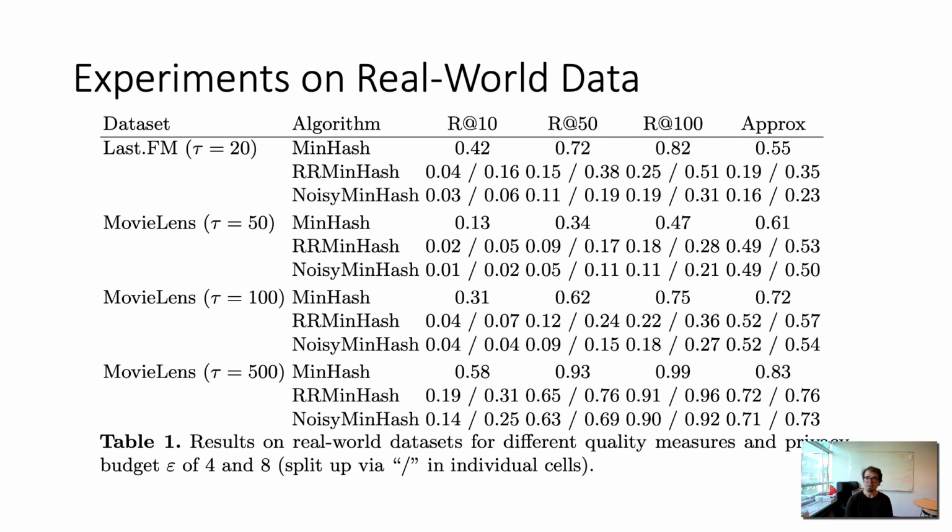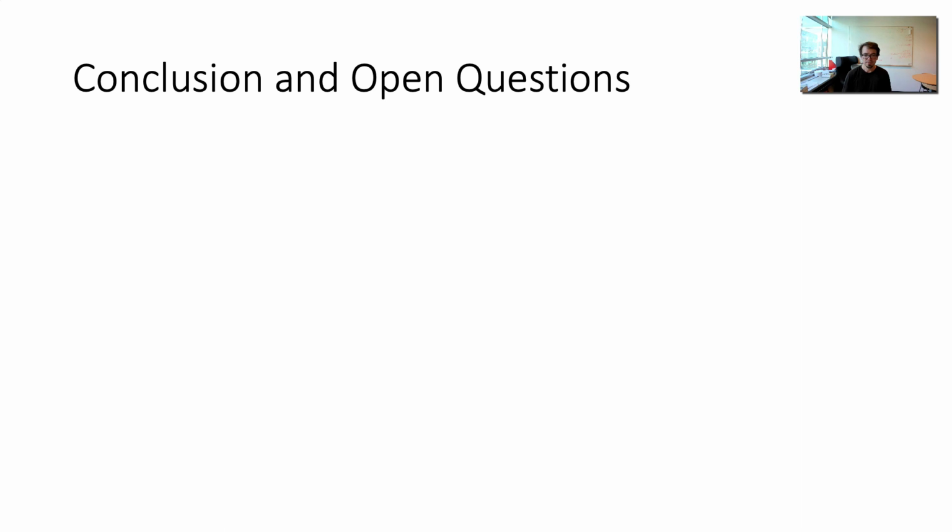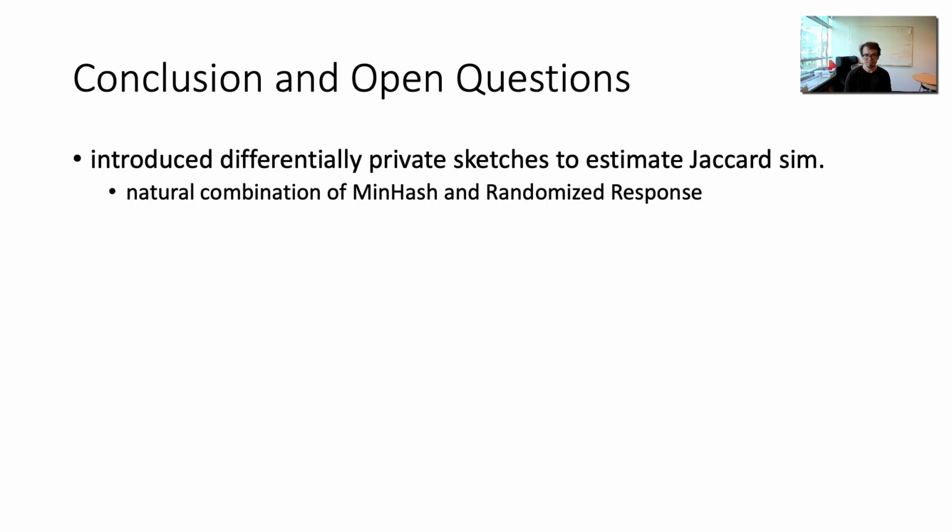Right, so this can be used in practice as well. It comes with some penalty, this privacy, but all in all, you get okay accurate results. That's already all I wanted to tell you. So I introduced these differentially private sketches to estimate Jaccard similarity, and in this talk it was a natural combination of MinHash and randomized response.